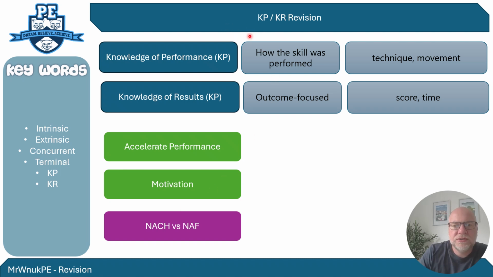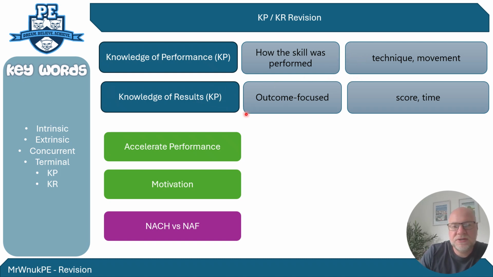Okay, then we've got the content, which is basically knowledge of performance and knowledge of results, which is KP and KR, often abbreviated to. So knowledge of performance is very straightforward. It's how did the skill turn out? How was the skill when you were performing it? So it's about the technique, the movement. How did it feel? Did it look good? Did you do the right things?